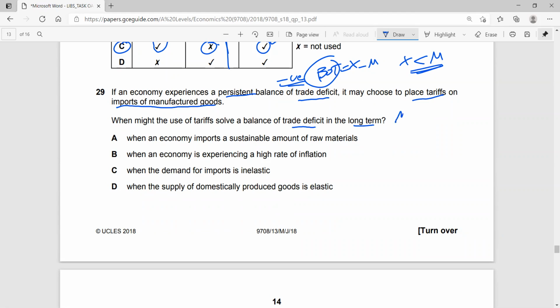What you want to do is reduce not the number, but the expenditure on imports. So you want to reduce your import expenditure. That's what you want to do by imposing tariffs, so that this becomes less negative, and then hopefully the balance of trade can become less negative, or maybe even go towards the positive side. If an economy imports a sustainable amount of raw materials, it's still going to keep importing those raw materials. So that won't solve it.